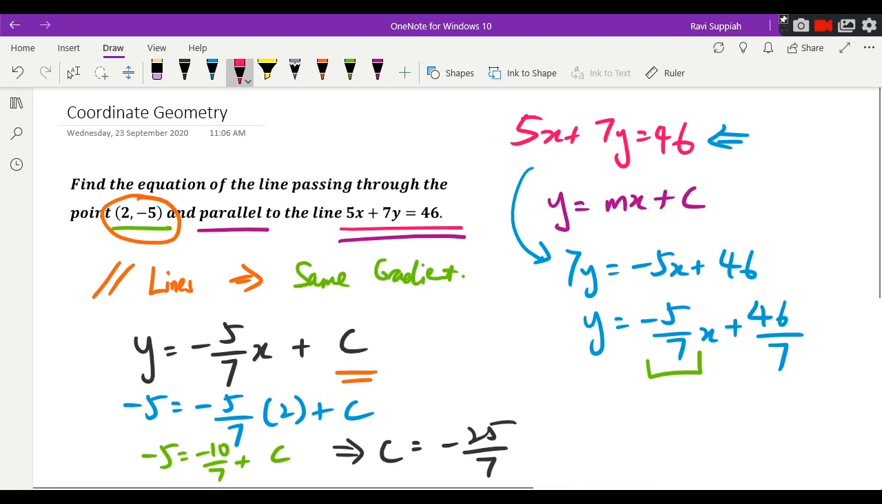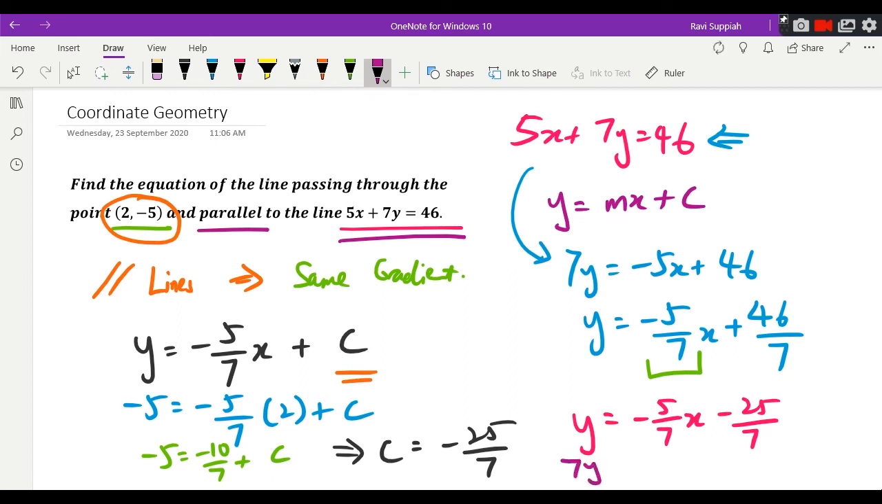So with that, you can write the final expression as y equals negative 5 over 7 x minus 25 over 7. If you do not want to have fractions in your final expression, you can multiply everything by 7, and what you will get is 7y equals negative 5x minus 25. And that is your final answer.